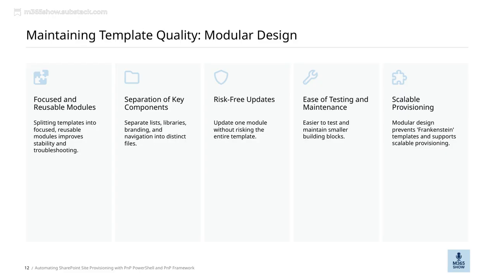Additionally, separating key components, like lists, libraries, branding, and navigation, into distinct files helps us stay organized. It enables us to update or replace specific parts independently, improving overall control and consistency. Finally, this modular approach directly supports troubleshooting and stability. When issues arise, it's easier to pinpoint problems in focused, reusable modules rather than sifting through one monolithic template. Overall, adopting a modular design is a smart way to enhance quality, scalability, and maintainability in our SharePoint site provisioning.